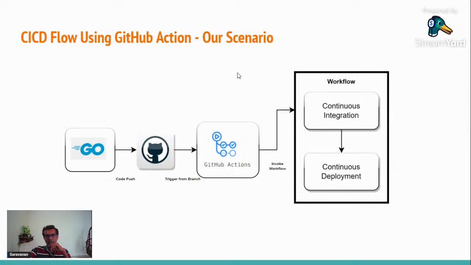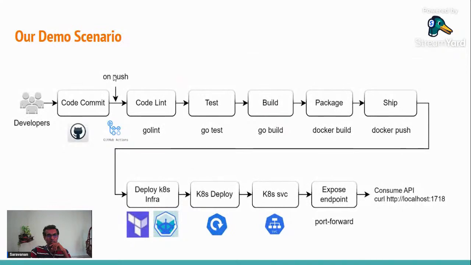So in the repository I have created, okay. And this is the demo scenario. I have further drilled down to an expanded view of the entire CI/CD pipeline. The top section is the continuous integration automation, and the bottom one is the continuous deployment part.